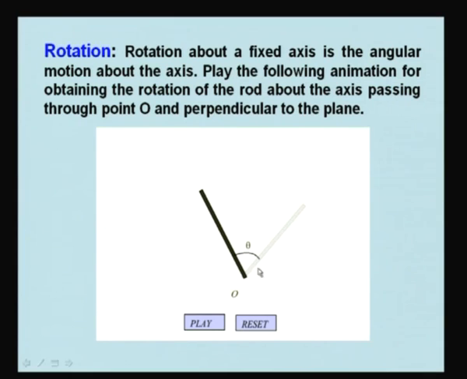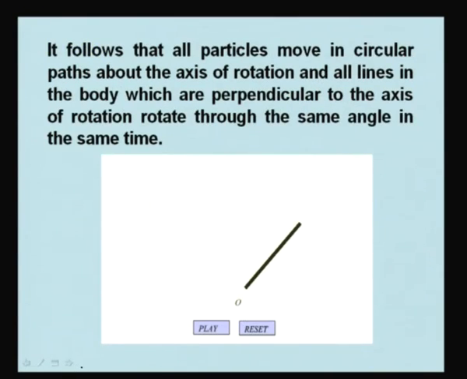Now in this case, this line does not remain parallel like in translation. Instead, it rotates by an angle theta. This is the initial position. With respect to the initial position, it has rotated by theta. It follows that all particles move in circular paths about the axis of rotation, and all lines in the body that are perpendicular to the axis of rotation rotate through the same angle in the same time.